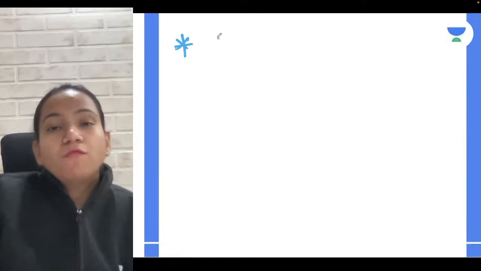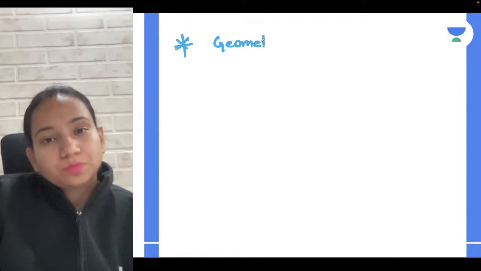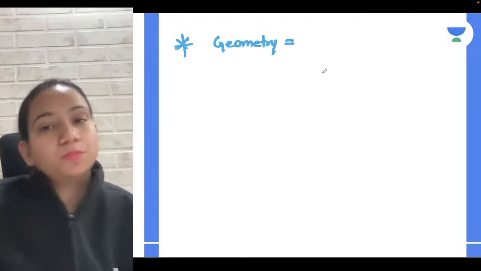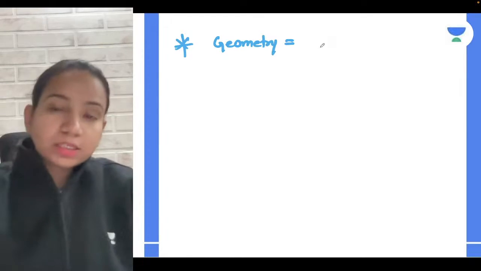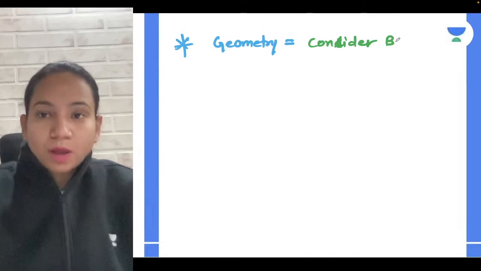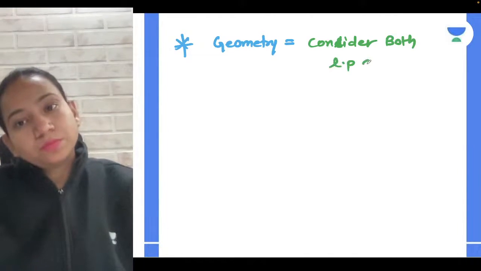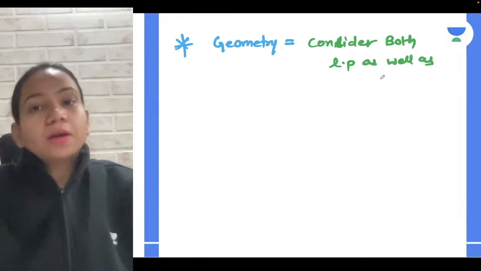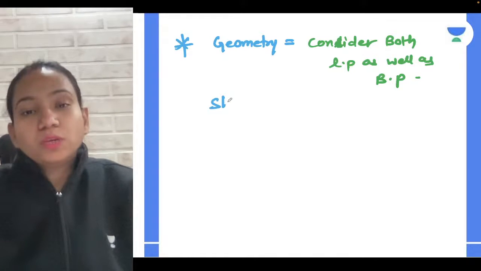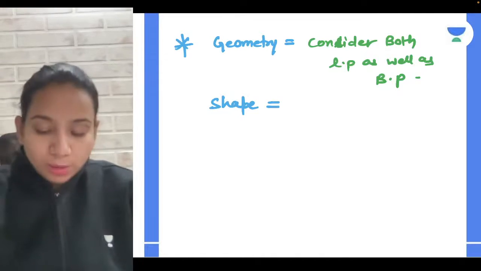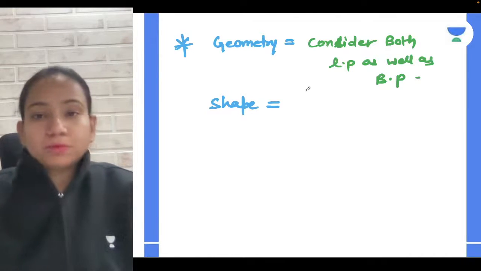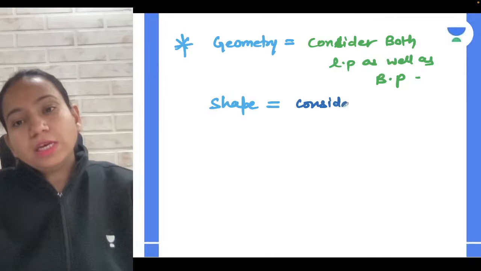So remember, guys, whenever you have to tell geometry, in geometry we consider both lone pair as well as bond pair. But if you have to tell the shape, always remember you just have to consider only bond pair. Consider only what? Bond pair. Very good. To tell the shape, consider only bond pair.